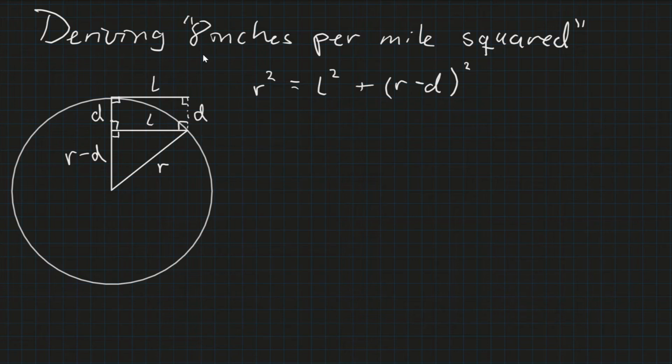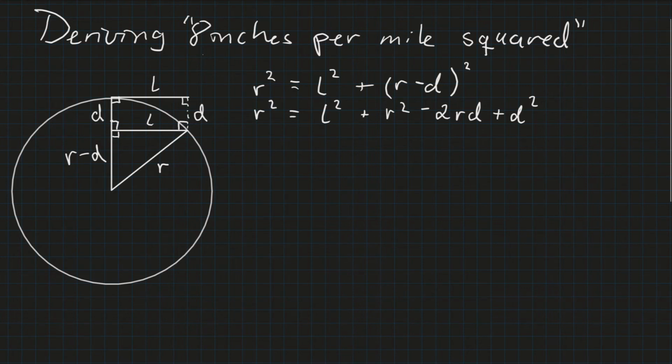And what we want here is an expression that tells us how much is the drop per distance squared. So we want to get d and L squared separate. I'm just going to start here by expanding this expression. We get L squared plus R squared minus 2Rd plus d squared. Now we notice these two R squared terms are the same, they cancel out.